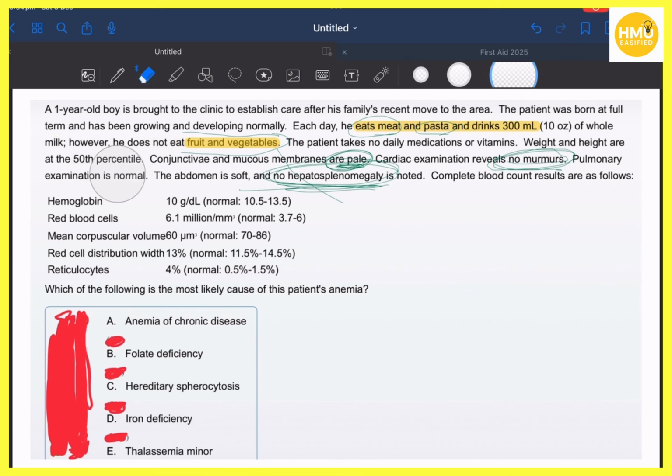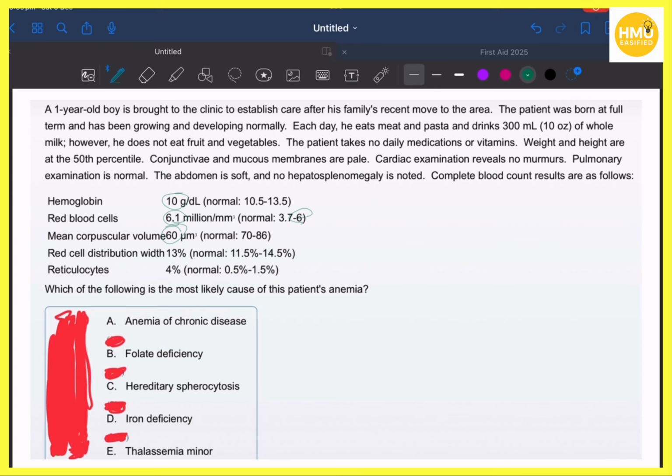Let's go to the labs, which is the most important thing in the anemia approach. This patient has hemoglobin of 10, which is mildly anemic. He's not really severely anemic. RBC count is actually higher than usual because the maximum is 6 in this particular patient. It has 6.1. MCV is 60, severely low, by the way, and keep in mind it's severely low.